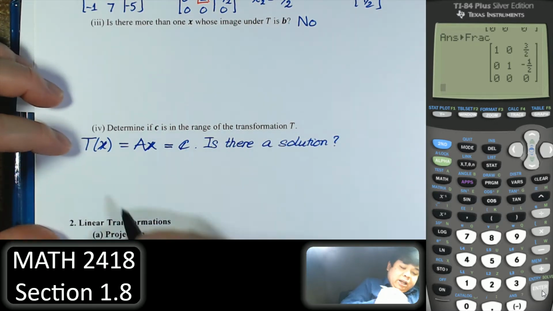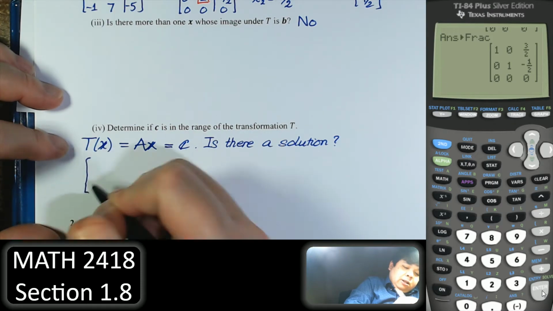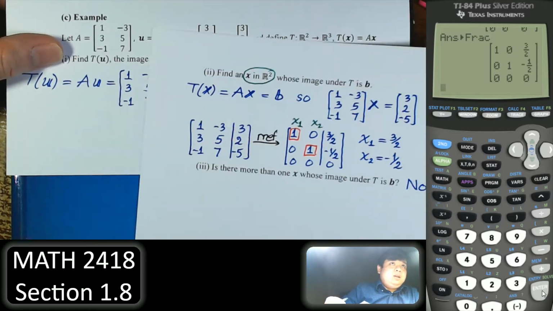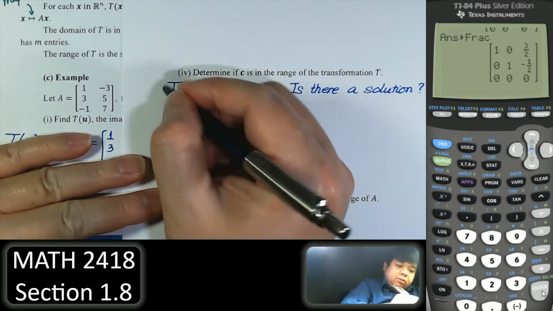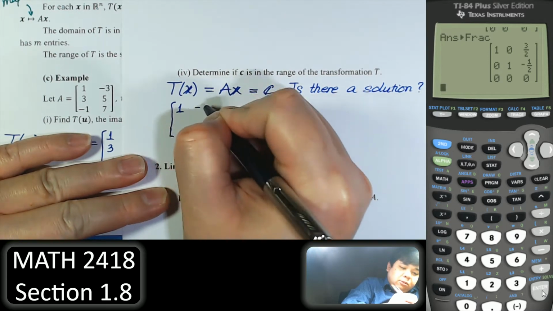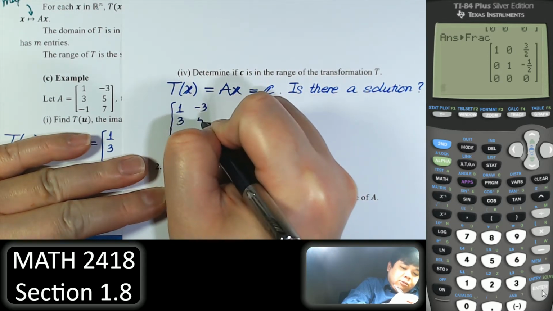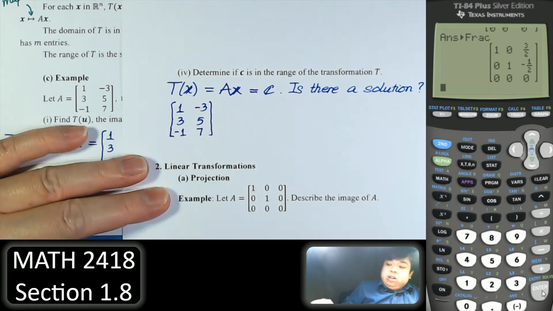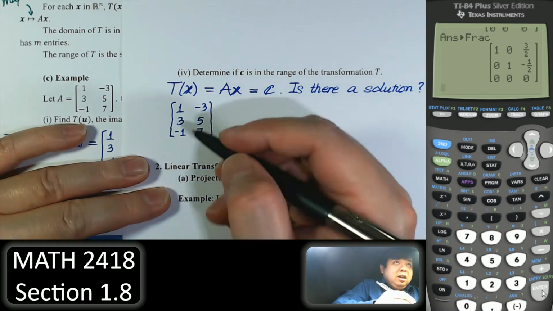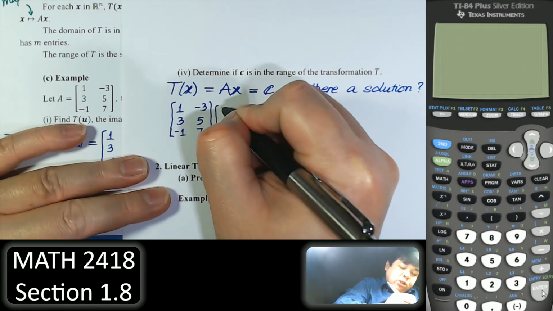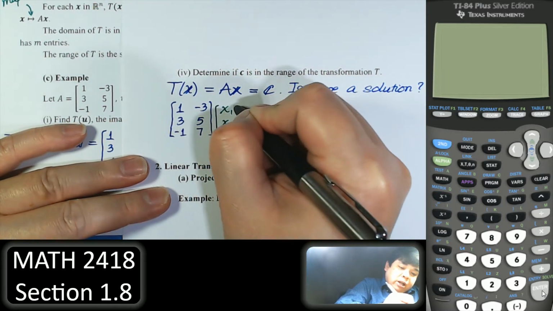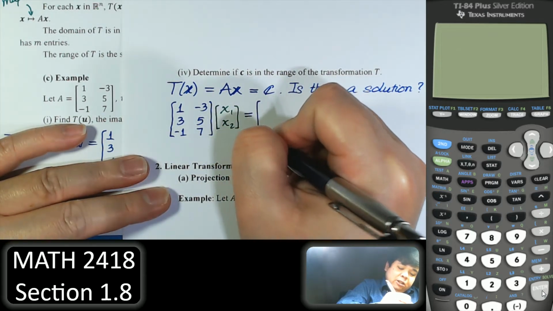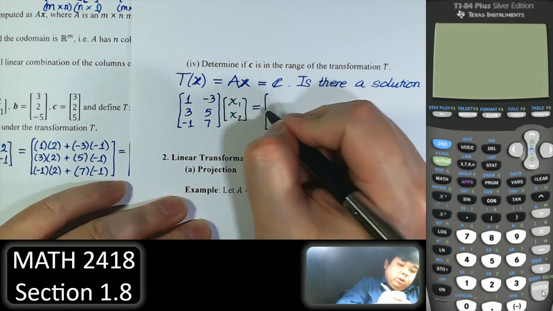Right, A times x, the matrix A is going to be this. The vector x, we don't know what it is, but x is in R2, so it has two components, x1, x2, and equal to c, which is 3, 2, 5.